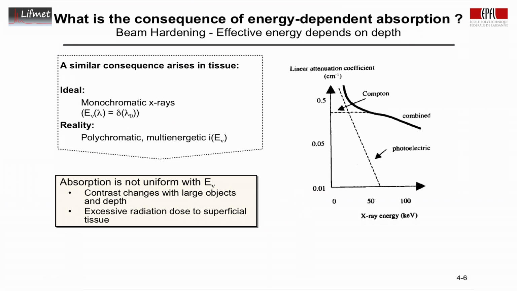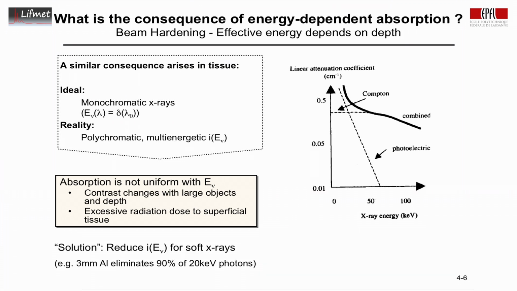How can we mitigate this effect? The solution is to reduce the photon intensity for soft X-rays, that is, for low energies in this range here. We'd like to not have too much intensity here, and this can be done, for example, by inserting a 3 mm aluminum plate, which eliminates 90% of the 20 keV photons.